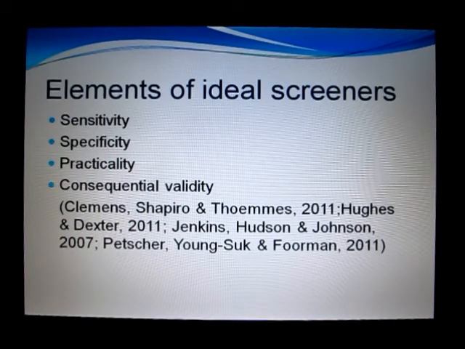The last point there is consequential validity, which basically means that screening measures don't do any harm to the students and that they're linked to really effective interventions.